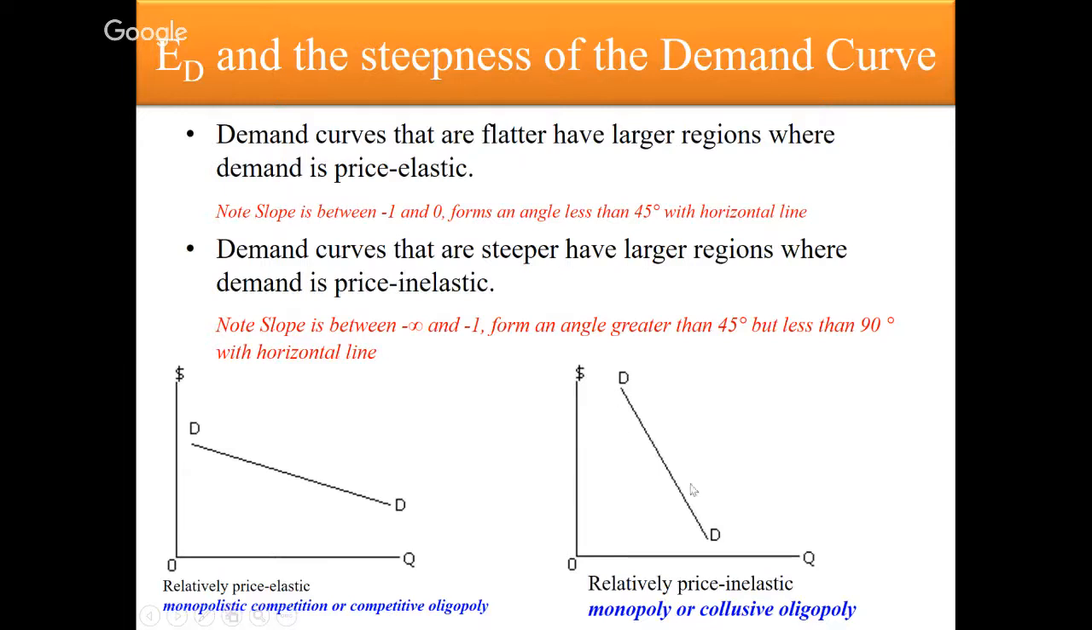Now, when you have a very steep demand curve, and if I was to form an angle at the bottom with a horizontal line, it's between 45 and 90 degrees. The slope is like -5. It's between -infinity and -1. You tend to have larger regions that are price inelastic. If you look at the vertical variation, the dollar variation in price is much bigger than the unit variation in quantity. That's price inelastic demand in a nutshell. We describe this kind of demand curve as being relatively price inelastic. I use the relative terms because even this demand curve has a price elastic region, but it's smaller than the price inelastic. Even this demand curve has a price inelastic region, but it's smaller than price elastic would be.